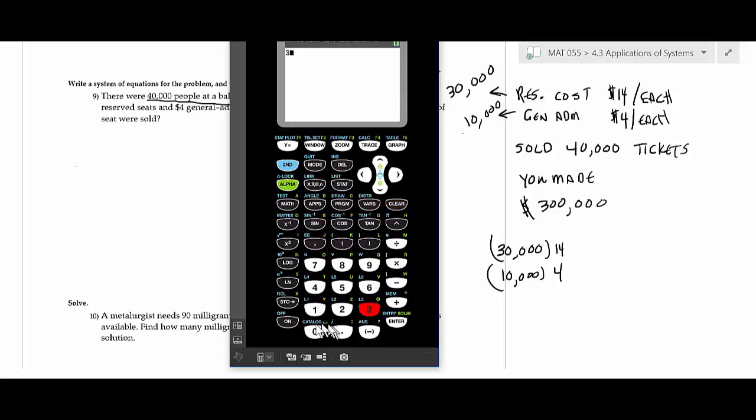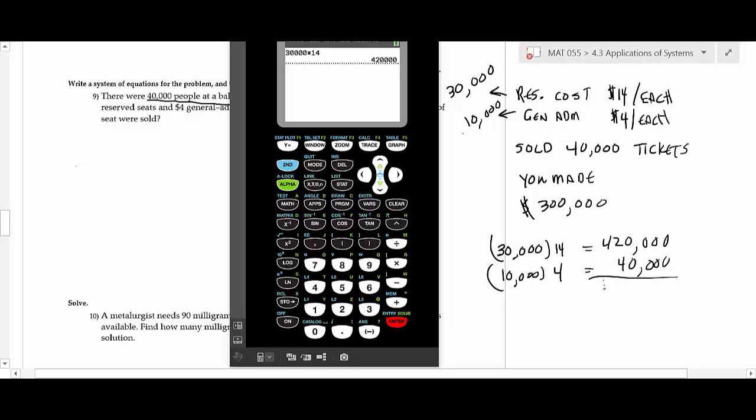So let's see, 30,000 times 14 is going to give way too big a number. So the teacher's not guessing very well today. Then 10,000 times 4 would be $40,000, and then you would add those together, so that adds up to $460,000.